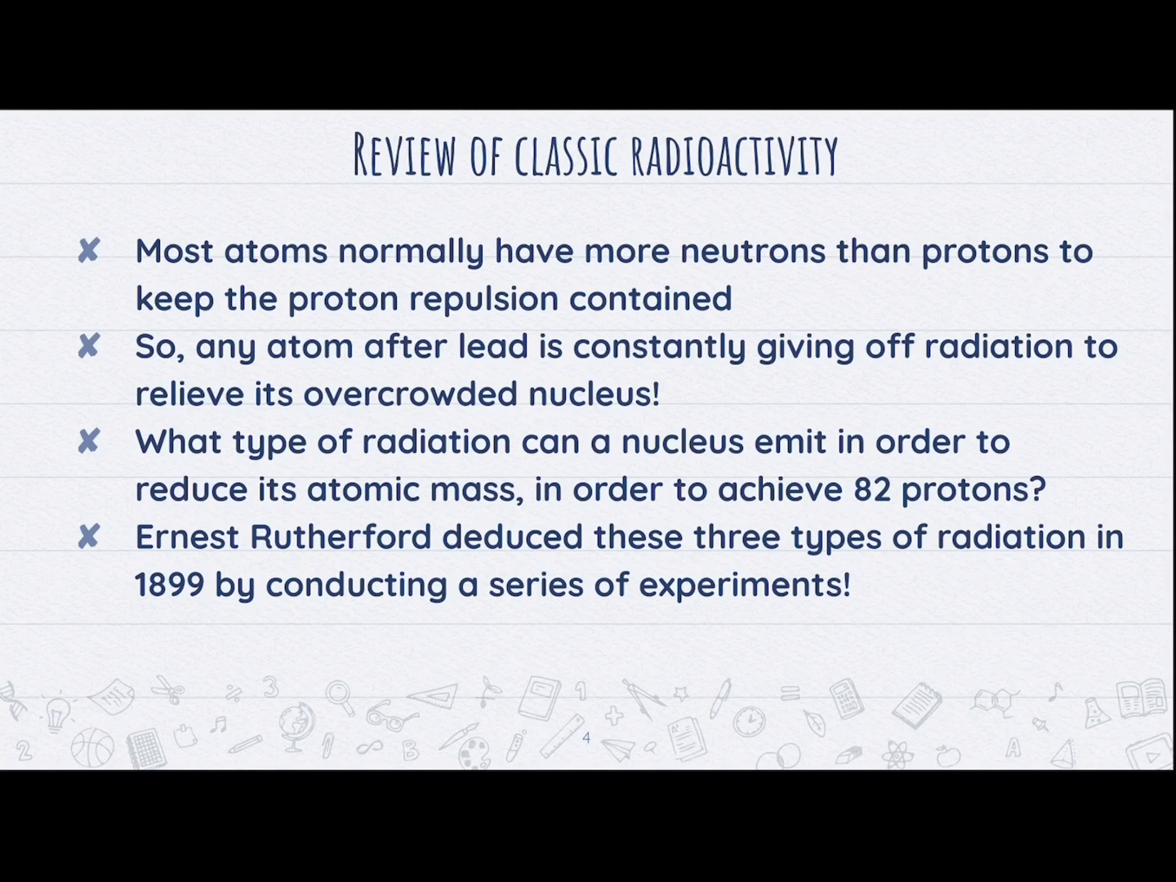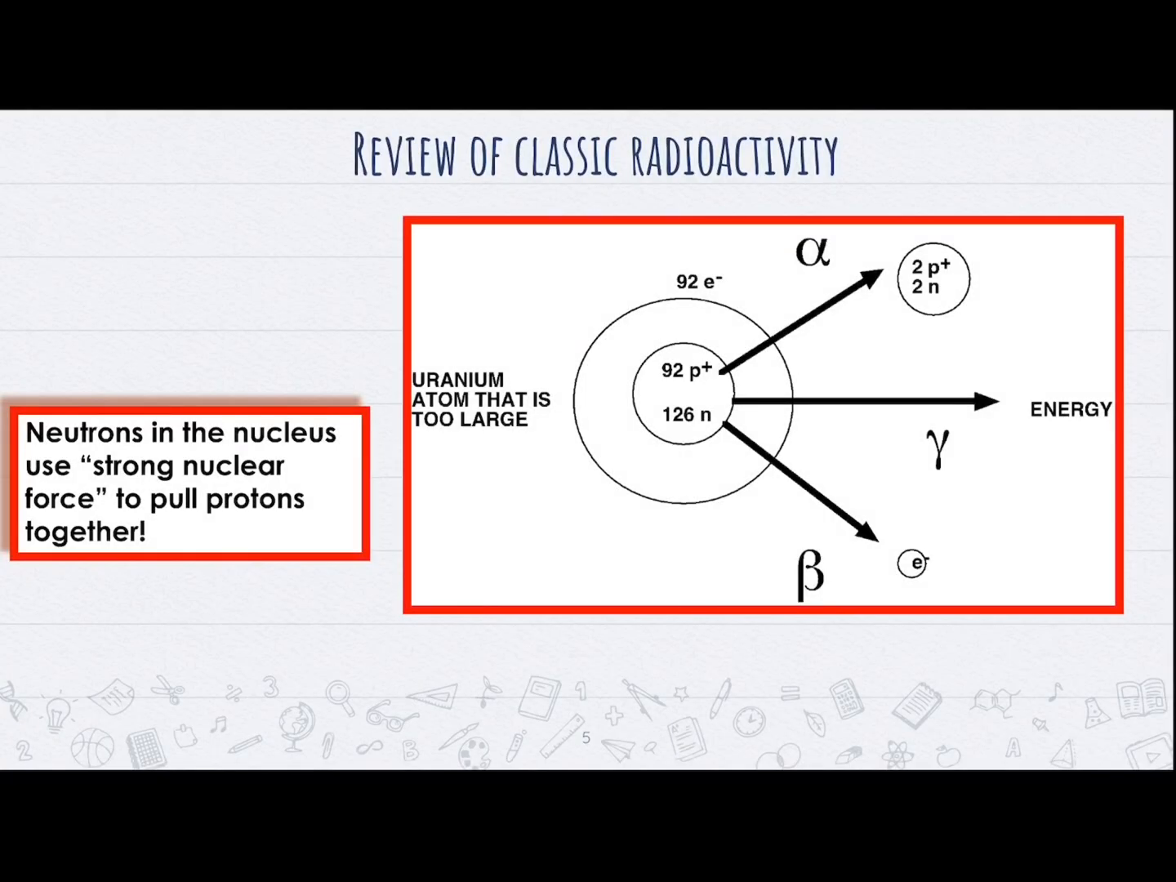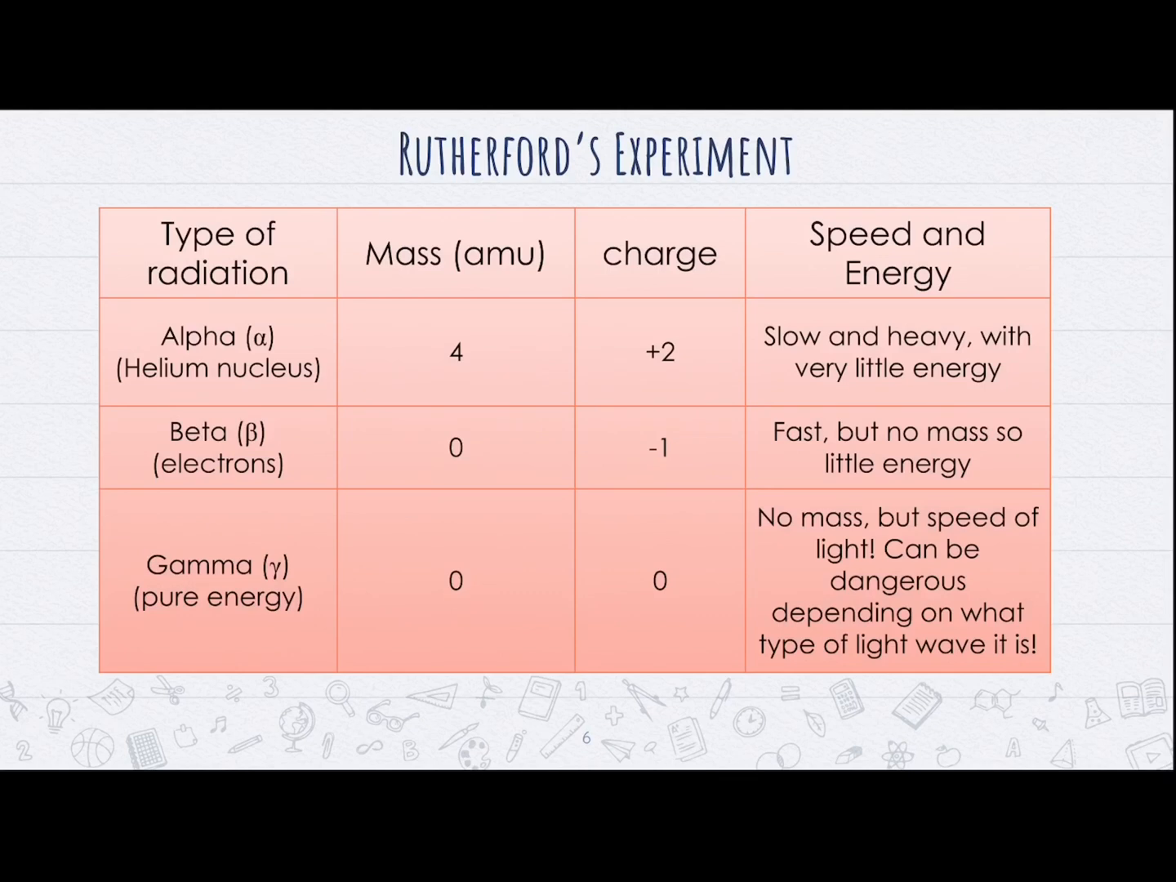He deduced these three types of radiation in 1899 by conducting a few experiments. Here's a picture of that. We have alpha radiation, we have gamma, which is more of just energy or pure light, and we have beta radiation. Alpha radiation at the top is 2 protons and 2 neutrons, which is just a helium nucleus. And at the bottom, beta is just an electron.